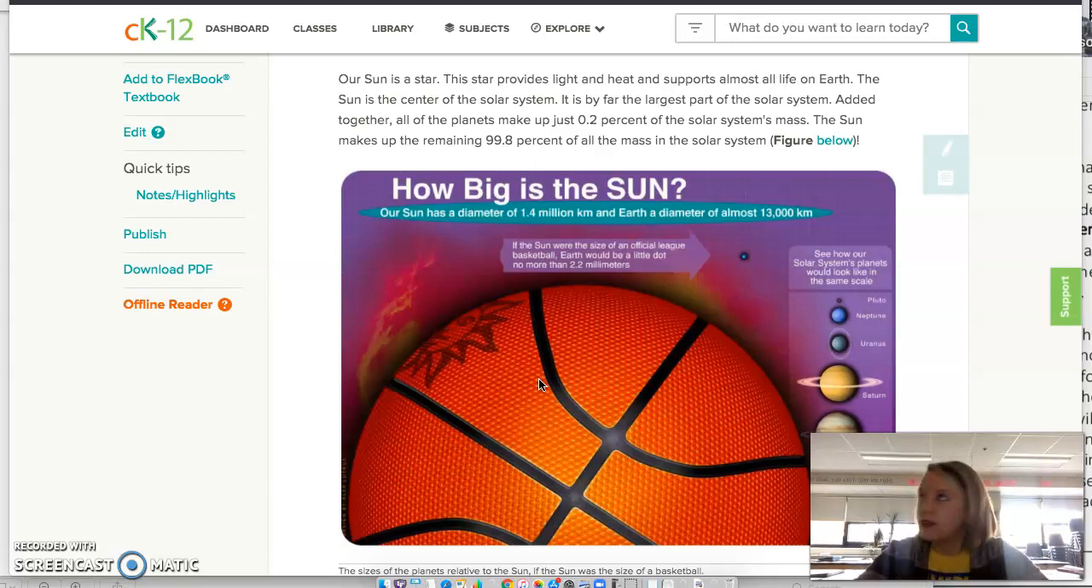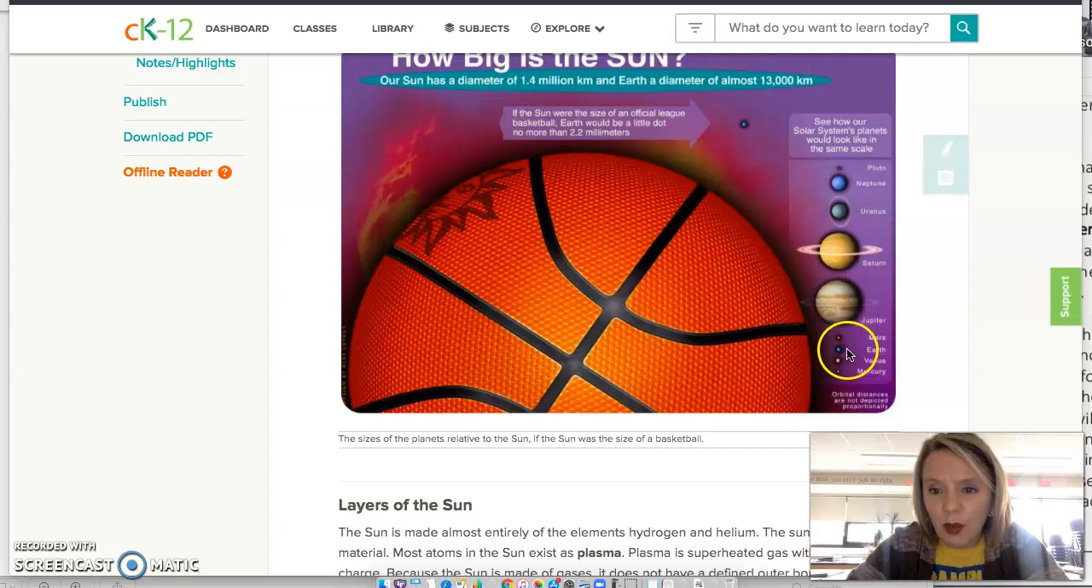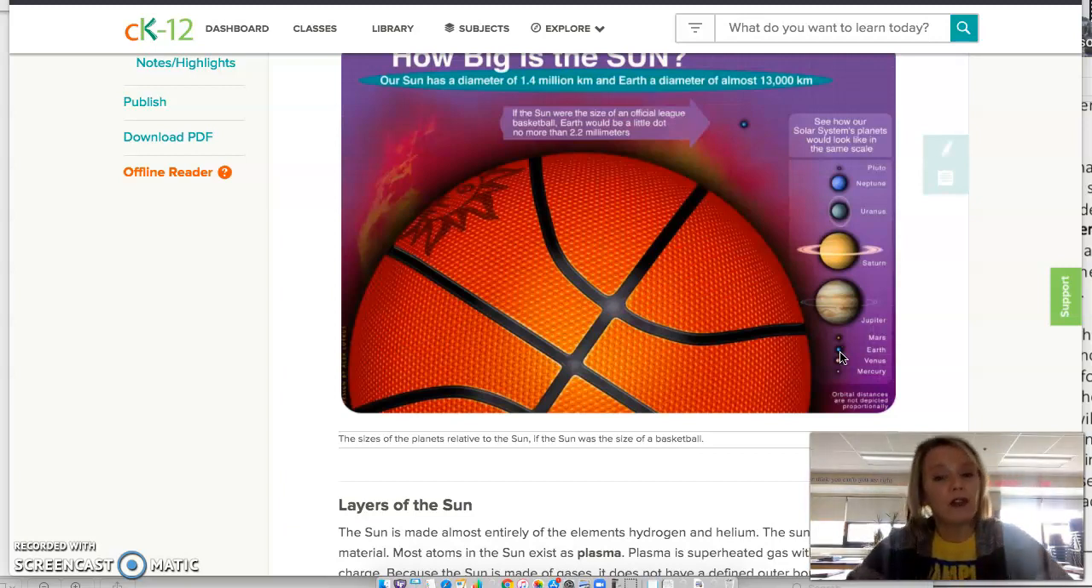If you recall, when we did our solar system to scale project, the Earth was about the size of a nickel compared to a sun that was 2 meters in diameter. And here's just another comparison. They show a basketball here, a regular sized basketball, and we would be this tiny little dot, about a pencil point, compared to a basketball.